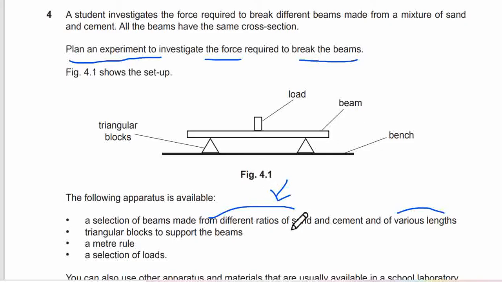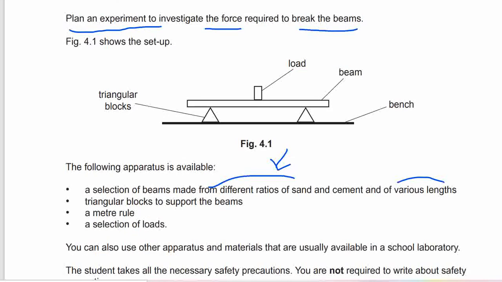That will be the independent variable, and keep the length the same because that will be the control variable, and the position of triangular blocks the same, and same position of load. To set up the dependent variable, what we measure will be the number of loads before it breaks. So required, number of loads in grams.